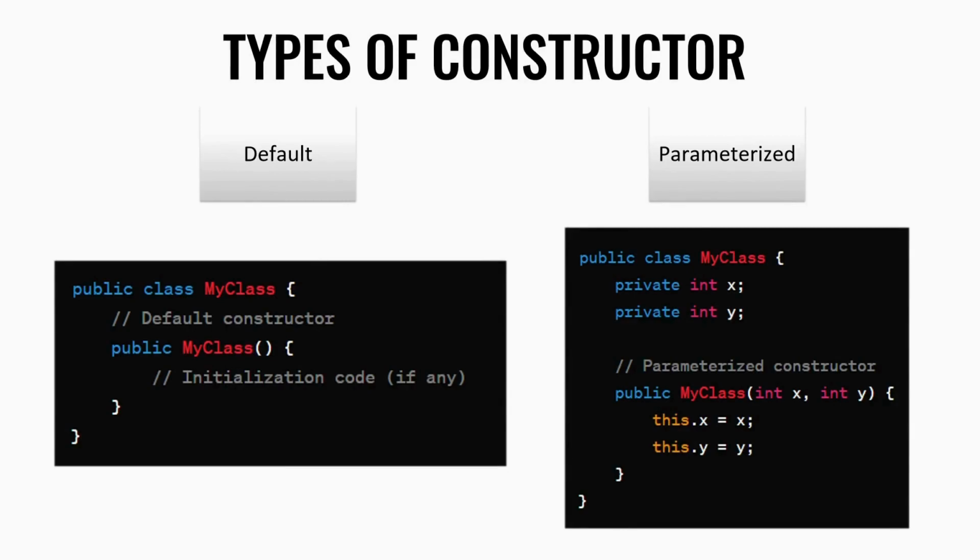Constructors in Java can be divided into two categories: default constructor and parameterized constructor. Default constructor, as the name suggests, is created automatically by the compiler, even if you don't define it in your code. Whereas the parameterized constructor needs to be explicitly defined in code. Another difference between the two is that the default constructor doesn't take any arguments, whereas the parameterized constructor does.